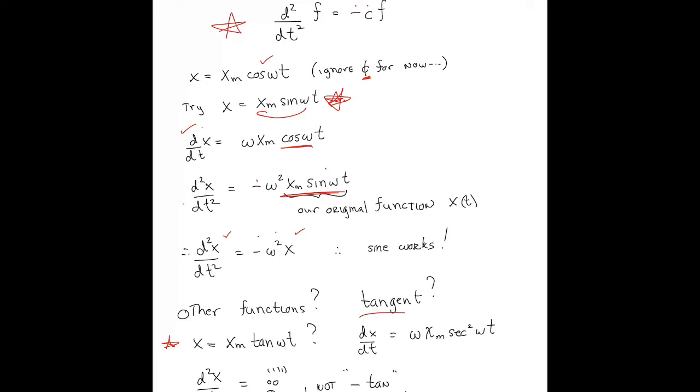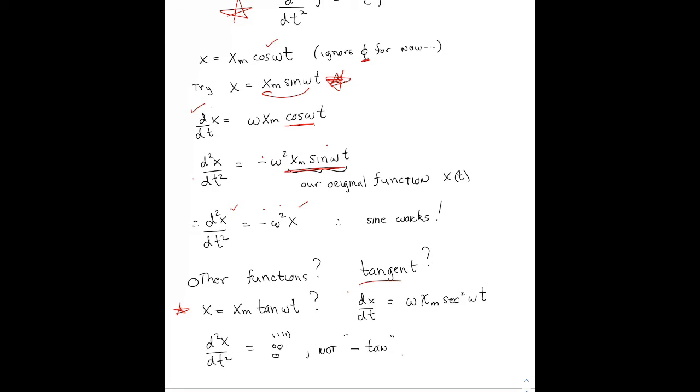So I take one derivative with respect to time. Derivative of tangent, I get an omega that comes out, and derivative of tangent is secant squared. I take one more derivative, so I'd get an omega come outside. What's the derivative of secant squared? I have no idea, right? But it's not minus tangent. So that doesn't work.